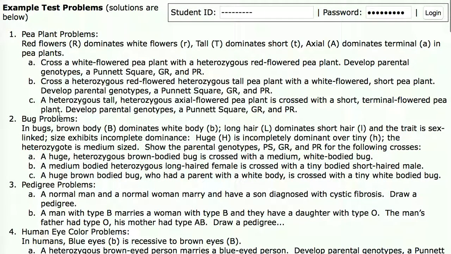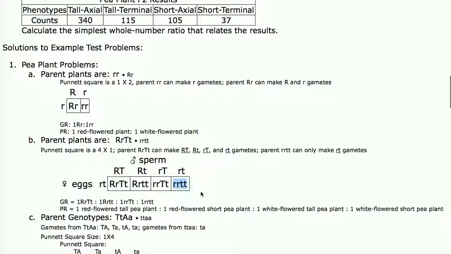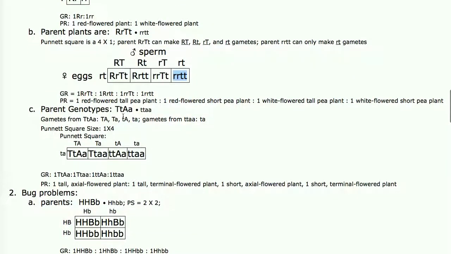Now letter C says a heterozygous tall, heterozygous axial plant is crossed with a short terminal flowered plant. That's very similar to the problem we just did, except that here we've got A's instead of the R's. The second plant is recessive for both traits, and the first plant is heterozygous for both. So we're going to end up with a 4 by 1 Punnett square, or a 1 by 4. It's the same basic pattern. Here are all of the gametes from the heterozygous parent on top.